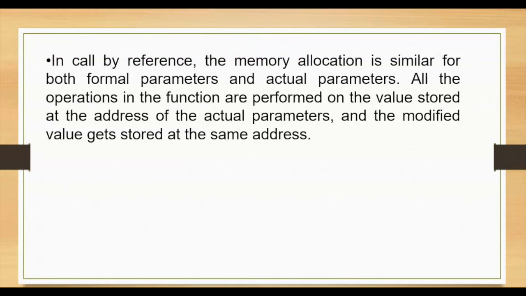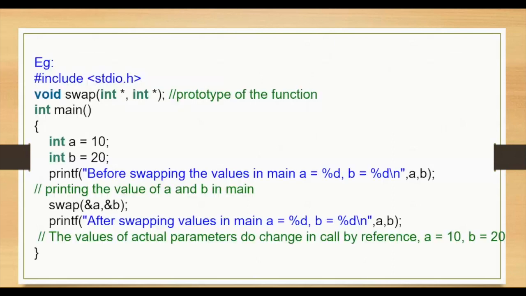So in call by reference, the memory allocation is similar for both the formal parameters and actual parameters. All the operations in the function are performed on the value stored at the address of the actual parameters, and the modified value gets stored at the same address. So whenever we change the formal parameters, the actual parameter is also changed. Let us move to the example.